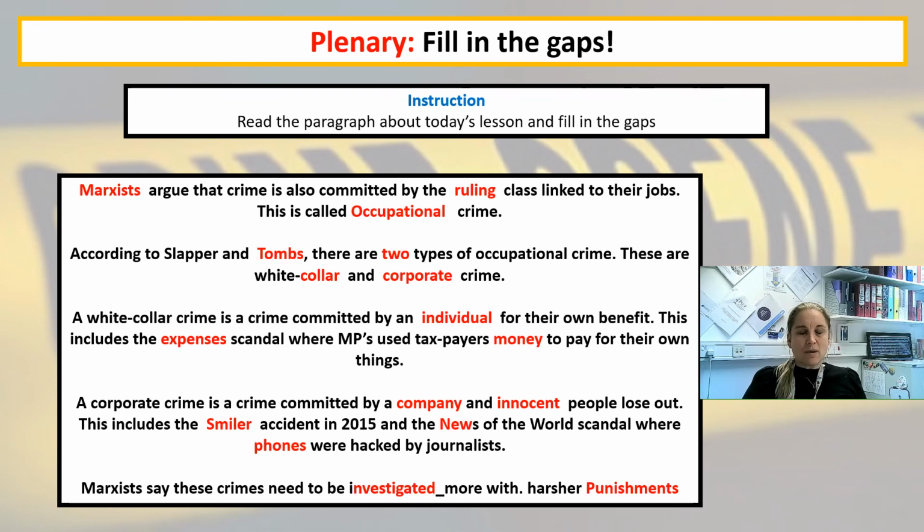So, once that paragraph is written into your book, and you've picked up all these bits of glossary and things that you need, and you've stuck the sheet into your book from the main three bits of video that you've watched, you have finished today's lesson. Thank you very much for listening.